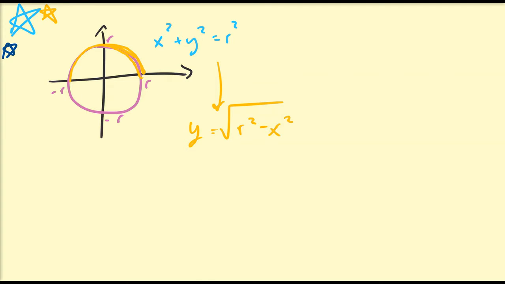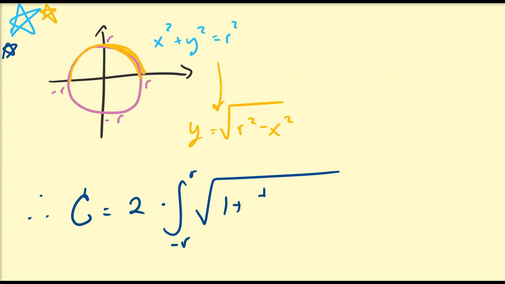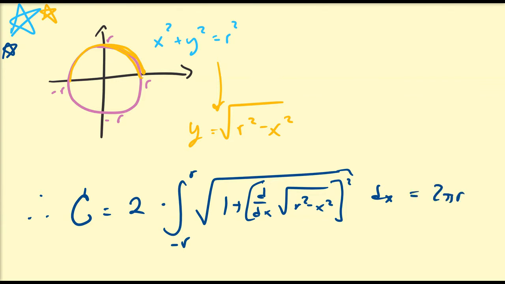So using our arc length relationship, we can find that the circumference of the circle is going to be equal to 2 times the integral from minus r to r of the square root of 1 plus the derivative of this top half, the square root of r squared minus x squared, the quantity squared, dx. Of course you can prove that that is equal to 2 pi r. What we're going to be looking at is the case where these axes here and here are non-equal. In particular, we're going to be looking at equations of ellipses and the arc lengths of them.